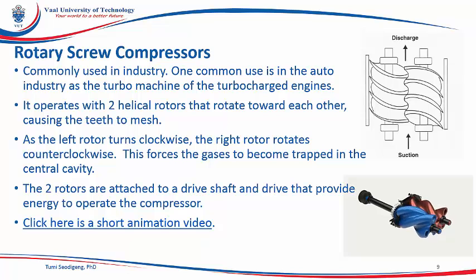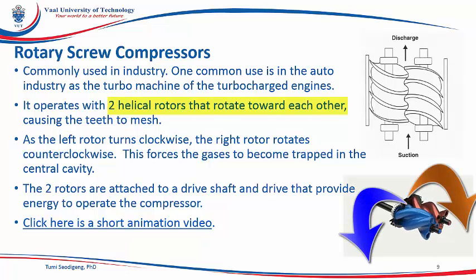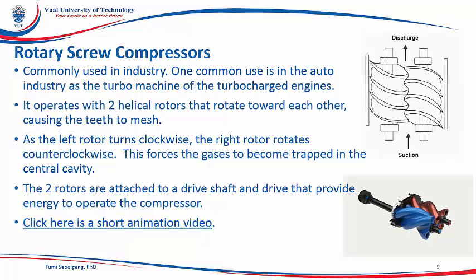This is the most used compressor of this category in the industry. One common use is in the auto industry as a turbo machine in the turbocharged engines. It operates with two helical rotors that rotate towards each other, causing the teeth to mesh. As the left rotor turns clockwise, the right rotor turns counterclockwise. This forces the gases to become trapped in a central cavity. The two rotors are attached to the drive shaft, and the drive shaft provides energy to operate the compressor. Here is a short video animation from convergence training showing how the compressor works.